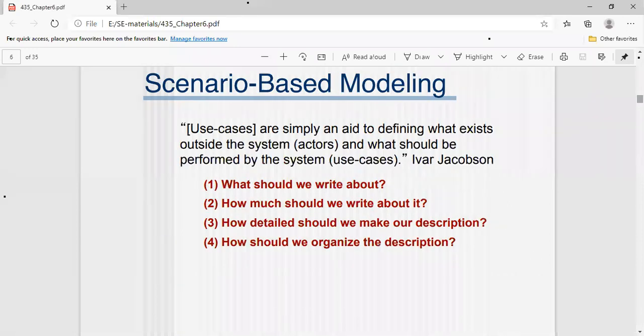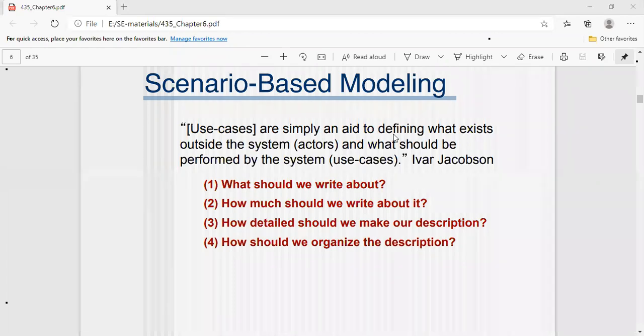In today's class, we are going to learn about scenario based modeling. What is it? Scenario based modeling is one of the elements of requirements analysis, one of the elements of analyzing the requirements needed by a project. Clear? So that's why we are going to learn scenario based modeling in detail.